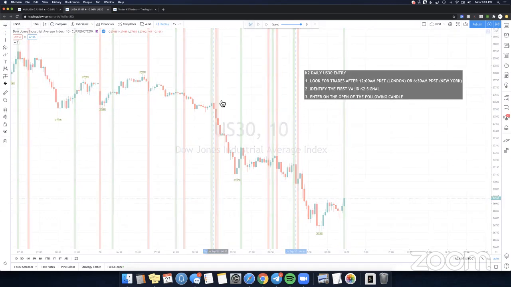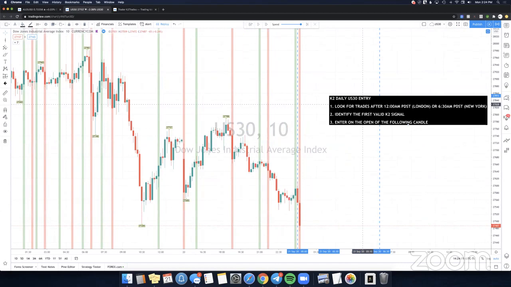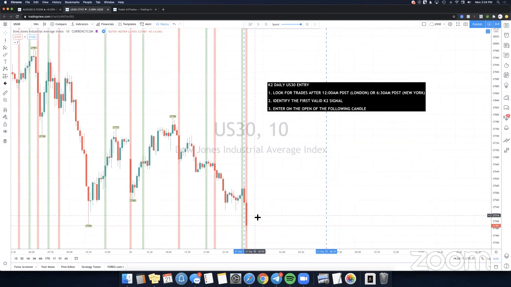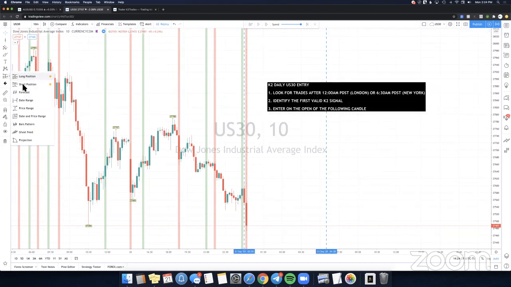So pretty much right here for London, you're just looking for trades after 12 a.m. midnight, which is my time, because that's when the London market opens. So the market opened right here at midnight. And once the market opened, you're pretty much doing the same thing. You're just waiting for the first valid K2 signal. And right here, we got the valid sell signal since it's a red sell signal with a red bearish candle. So once you have this set up, you can enter on the open of the falling candle. So you enter a short position right here.